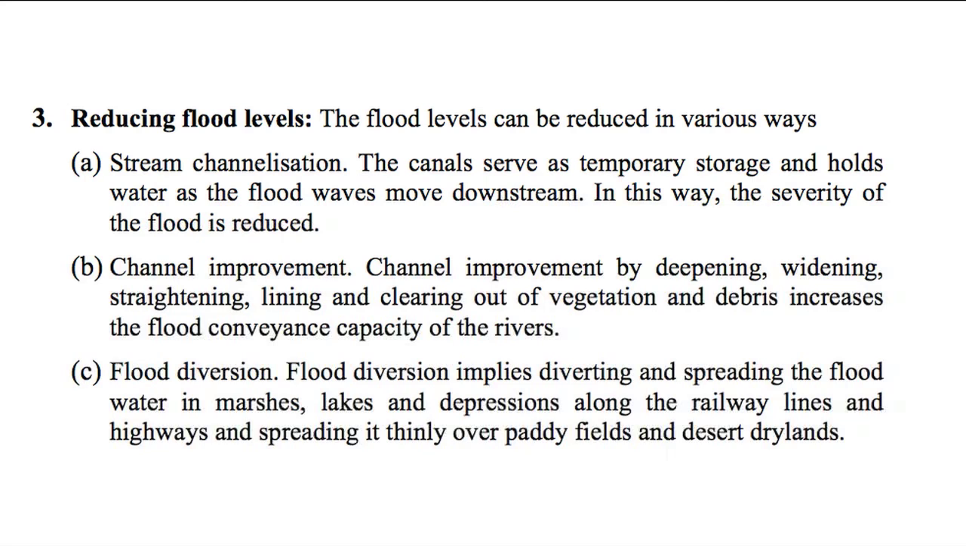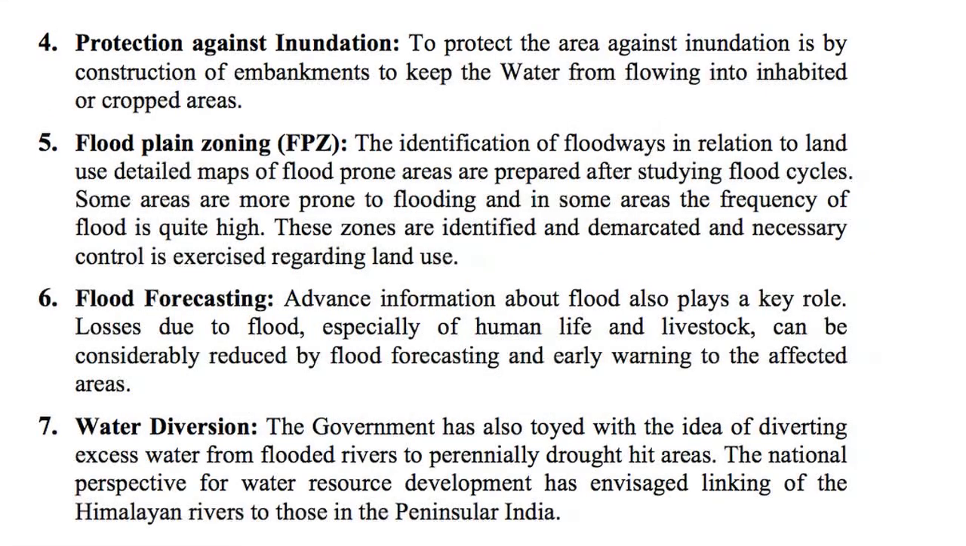Flood diversion. Flood diversion implies diverting and spreading the flood water in marshes, lakes and depressions along the railway lines and highways and spreading it thinly over paddy fields and desert drylands. Protection against inundation. To protect the area against inundation is by construction of embankments to keep the water from flowing into inhabited or cropped areas.